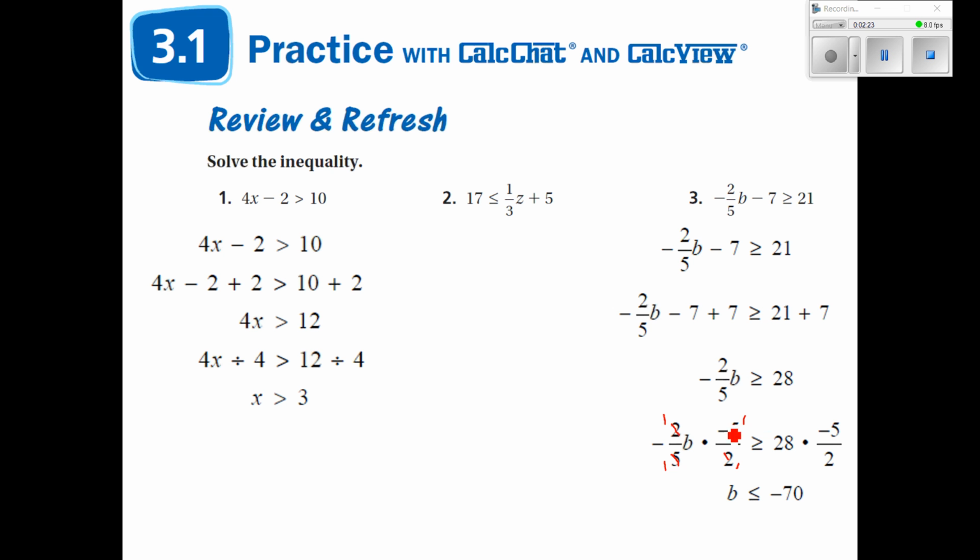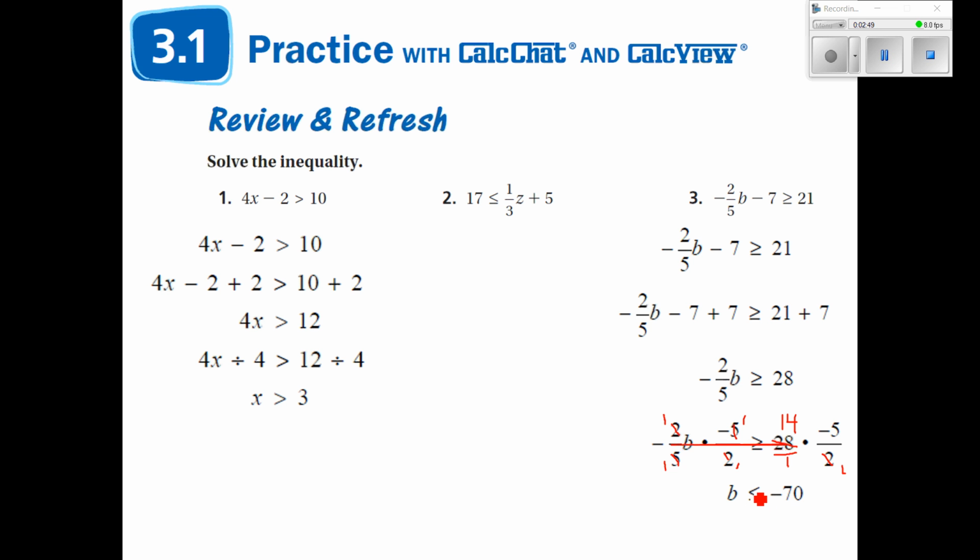But remember, whatever I multiply to one side, I do to the other. Now I have 28 times negative 5 over 2. I could pretend that 28 has a 1 under it. 2 is divisible by 2. 2 divided by 2 is 1. 28 is divisible by 2. 28 divided by 2 is 14. Now I have 14 times a negative 5, and that's negative 70.